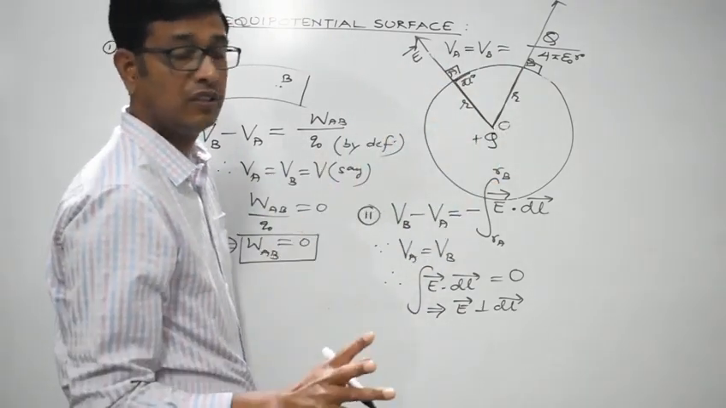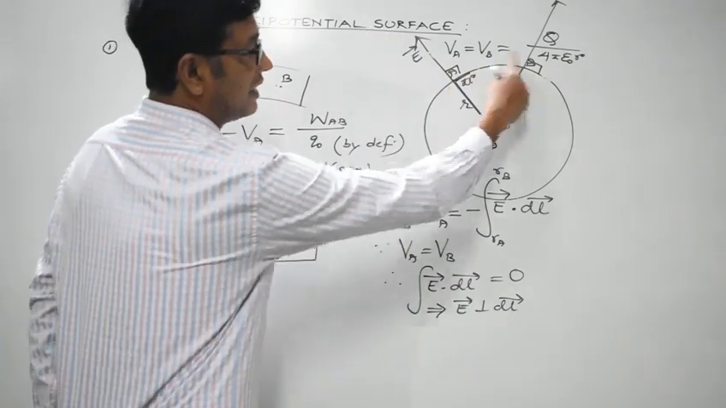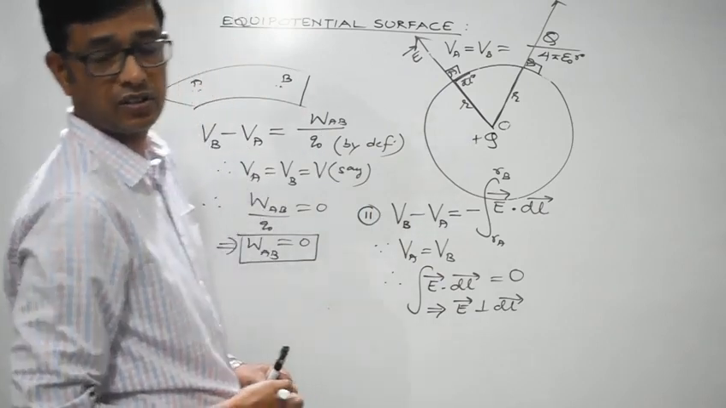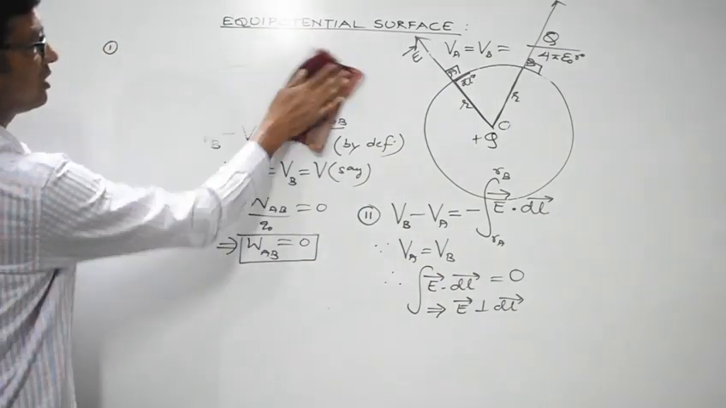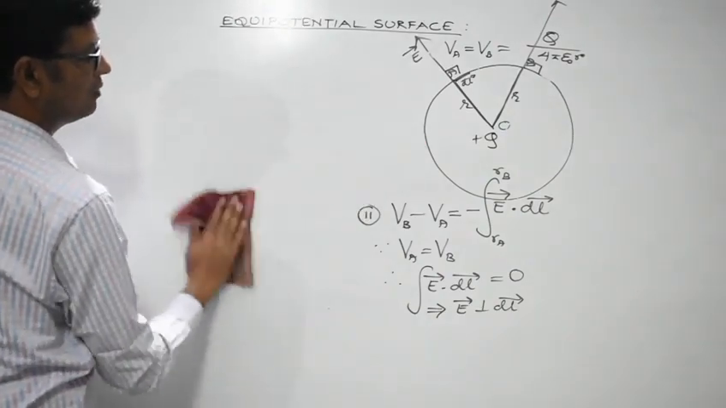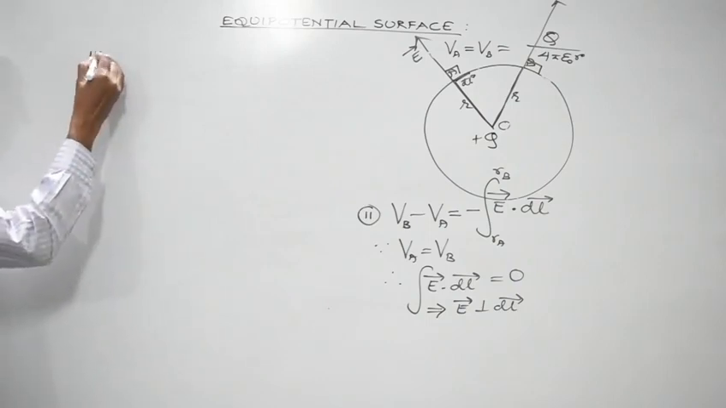So what we have proved is the electric field always is at right angle to the equipotential surface. There are some other important properties associated as well. We will discuss one by one. So let's start with the third one. Third property.